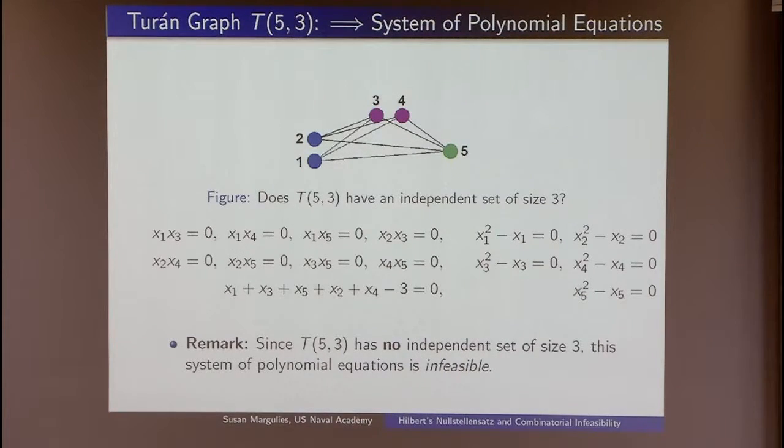So here we are. Here's our trusty example, and here's the system of polynomial equations associated with the question of, does this graph have an independent set of size 3? And of course the answer is no. So in this case, we get to investigate the Hilbert's Nullstellensatz certificate of infeasibility. And you can see here are the vertex polynomials, here are the polynomials associated with the edges, and here we have the question of, is there an independent set of size 3?